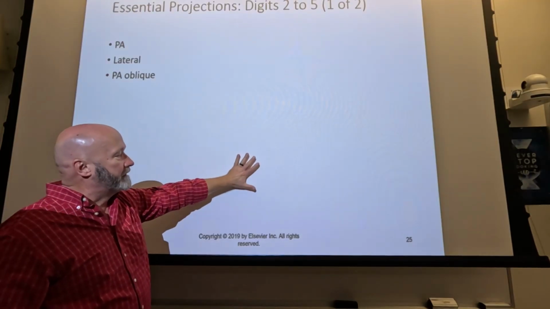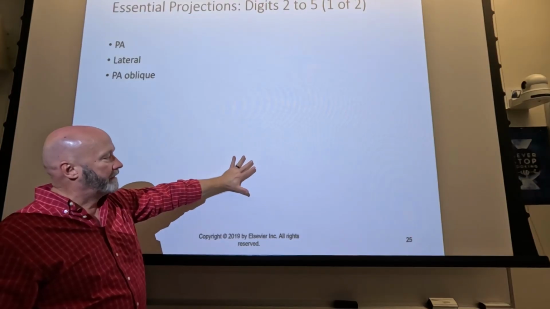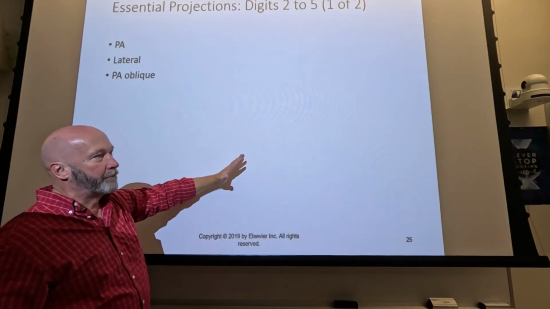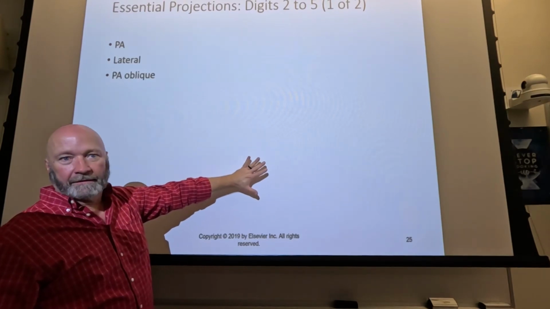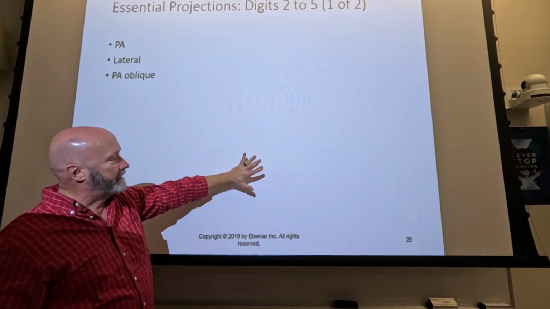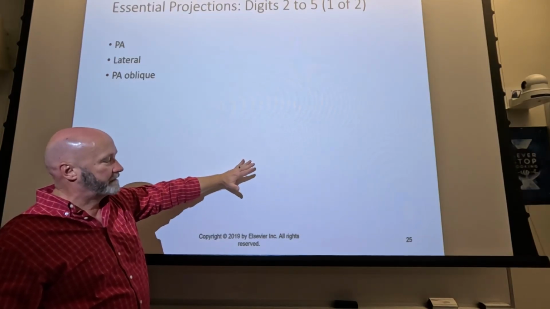The obliques are the same way. They're going to be 45 degrees, and the direction of obliquity is going to be determined by the individual digit. So again, if you're looking at 4 or 5, you're going to oblique towards the medial side.